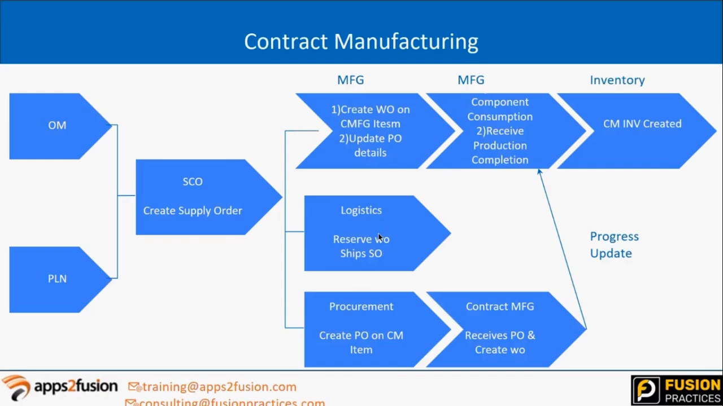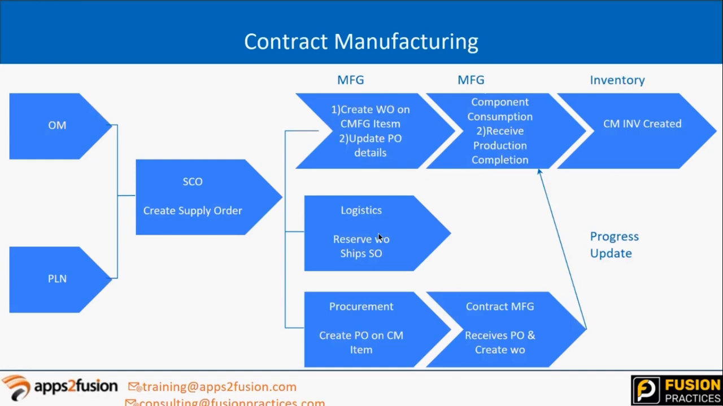I have two questions here. One is that in EPS, I think contract manufacturing was working only with standard costing. Is that restriction still here also in the cloud? I'll have to get back to that question.